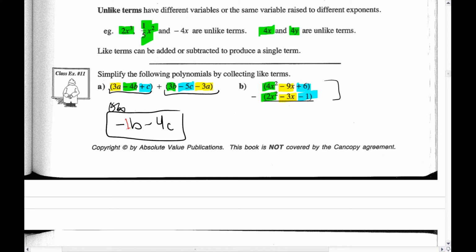So 4x squared minus 2x squared. Well, if we have 4x squareds and we take away 2x squareds, we are left with 2x squared.